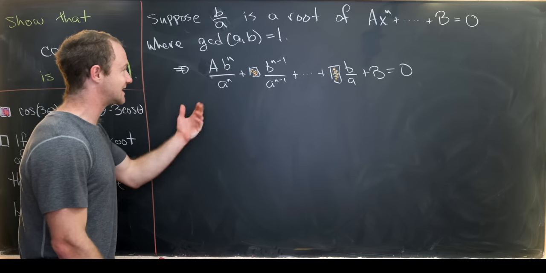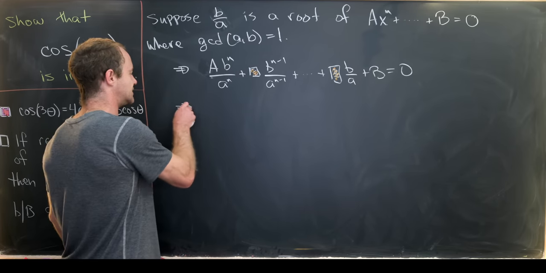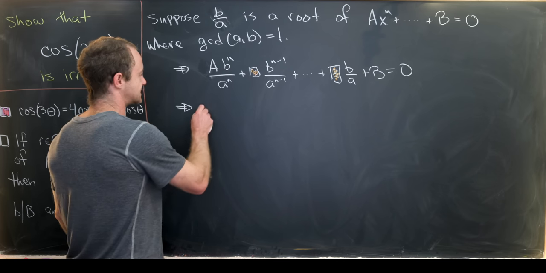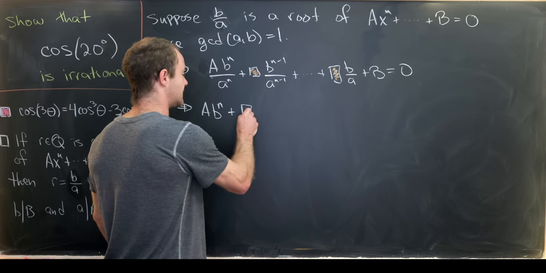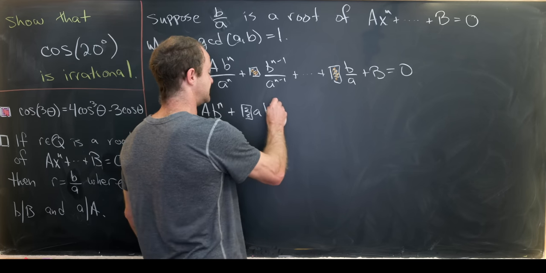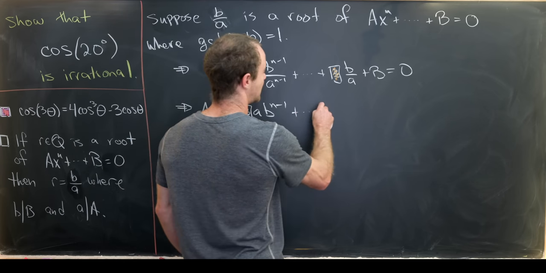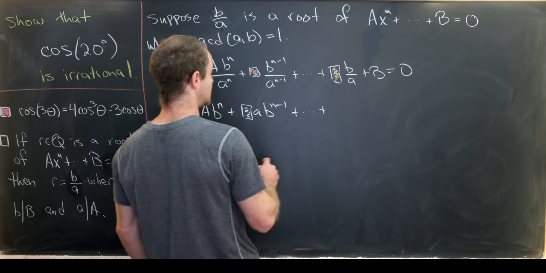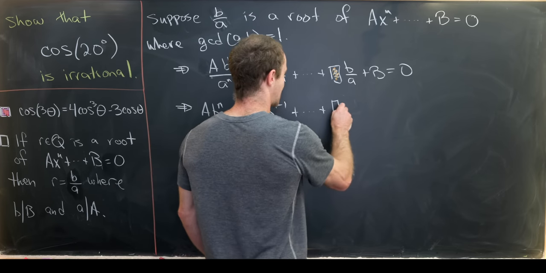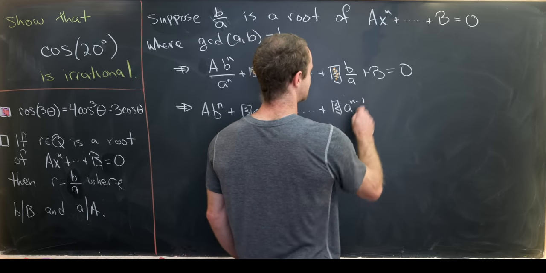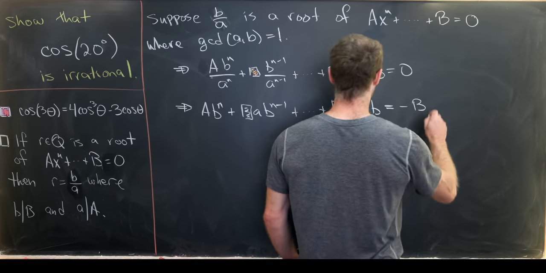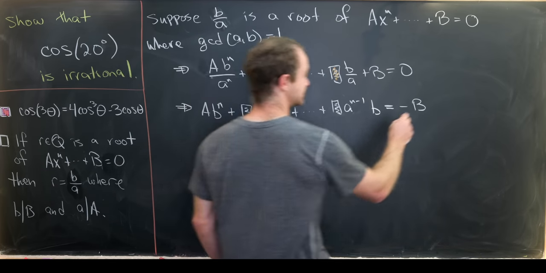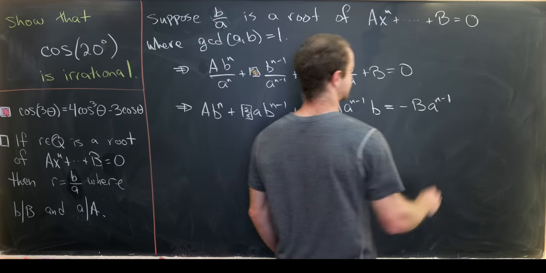Okay, so anyway, now we're going to maybe move the capital B to the other side of the equation and then clear denominators so we have an integer equation. So that's going to give us capital A times b to the n plus something times little a times b to the n minus 1 plus all the way down to, let's see, this is going to be that something times a to the n minus 1 times b equals, so we'll have negative capital B times a to the n minus 1.